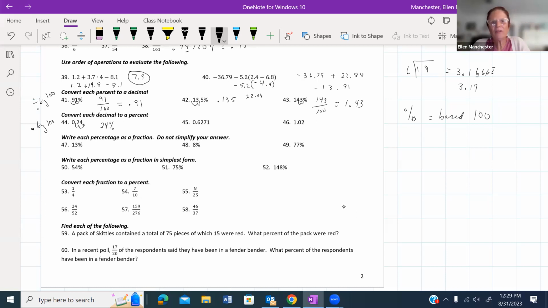And once you have that concept, then you're good to go. You can just start moving your decimal point. 62.71, just don't forget the percent sign. Okay, and then this one, we move it twice. So it's 102%. Or 1.02 times 100. So it's just the opposite. You're just going in opposite directions.